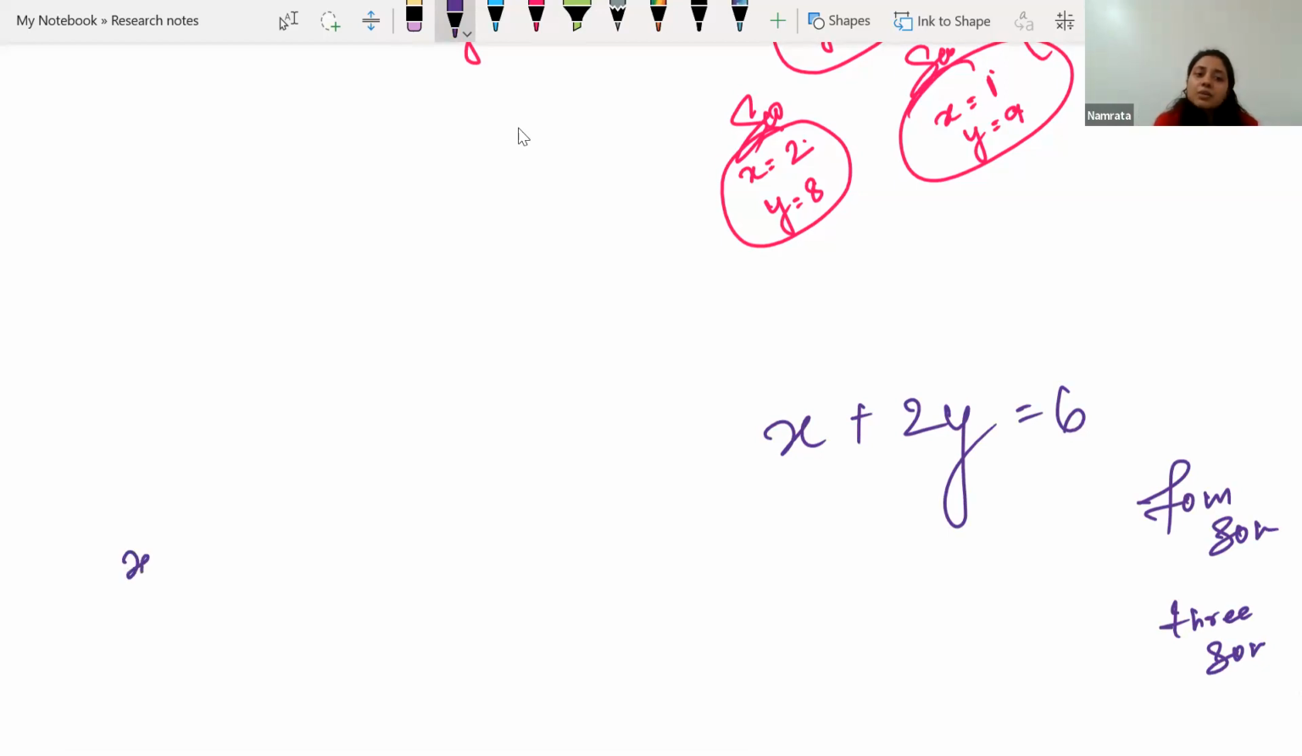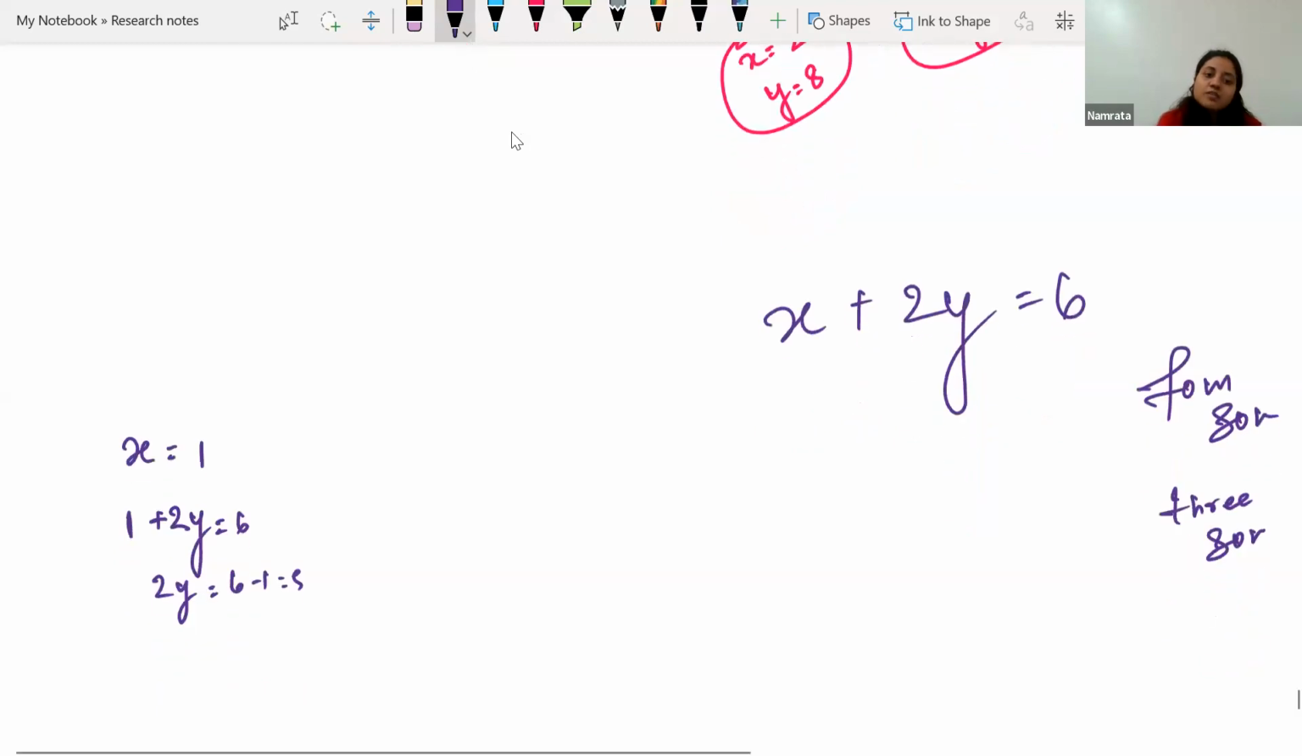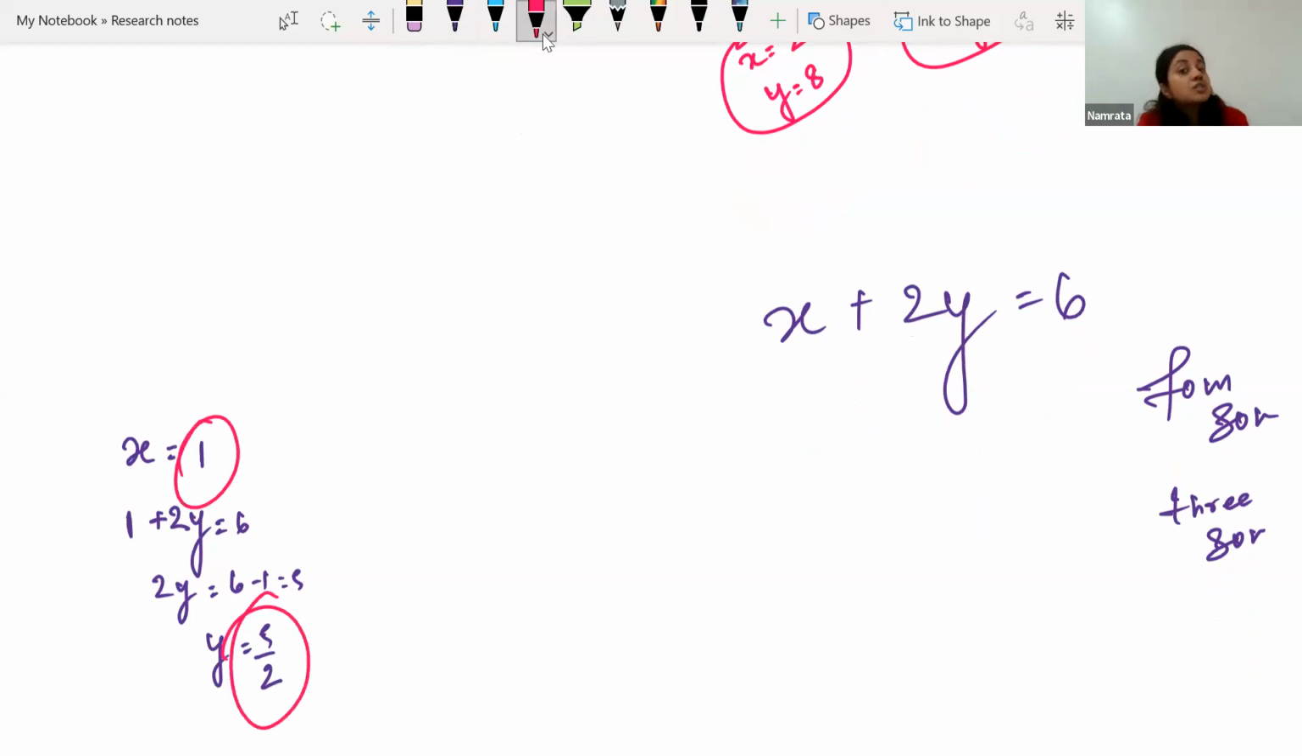Just take randomly x as any number. I am taking x as 1. Then what will be the value of y? Let's solve it. 1 plus 2y is equal to 6. 2y is equal to 6 minus 1, that is 5. So y will be 5 by 2. When we have taken x as 1, we got y as 5 by 2. This is one of the solutions. Okay, what will be the next solution?